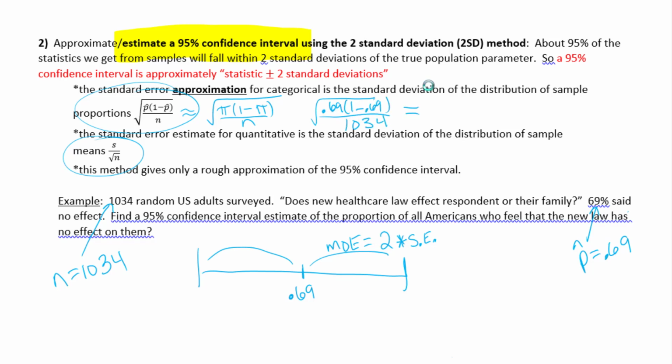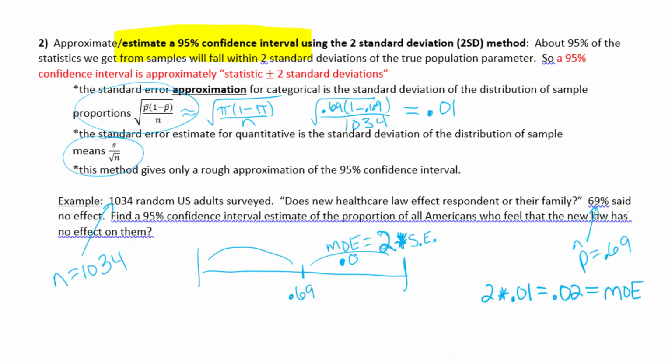I plug that in my calculator. I'm getting about 0.01, but the 2SD method says now take 2 times that. So I take 2 times that 0.01, I get 0.02. That is my estimate of the margin of error. It's the margin of error we're going to use here.